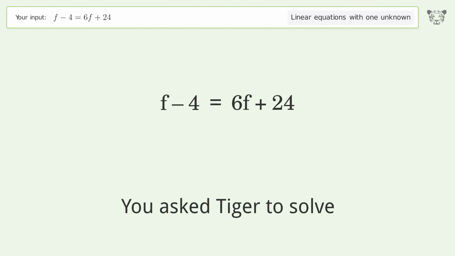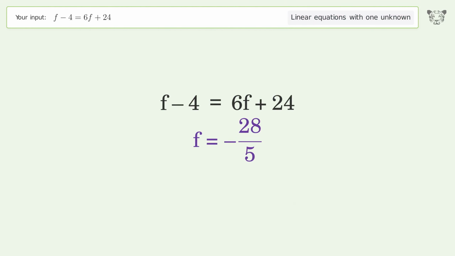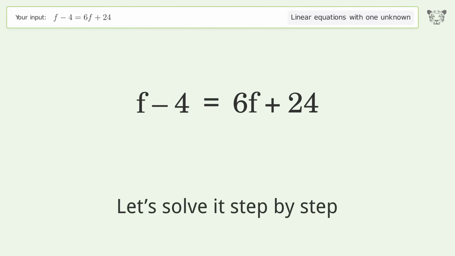You ask Tiger to solve. This deals with linear equations with one unknown. The final result is f equals -28/5. Let's solve it step by step.